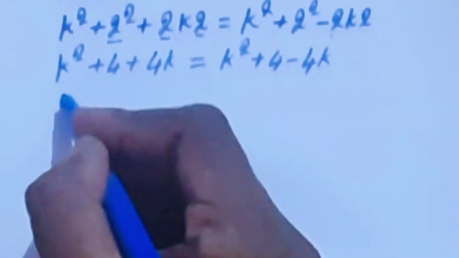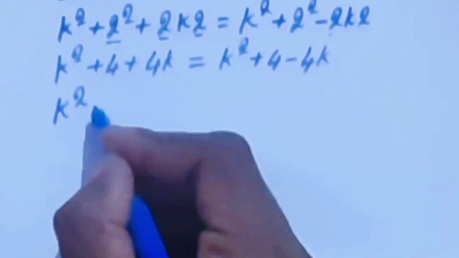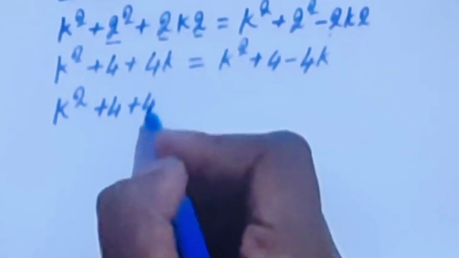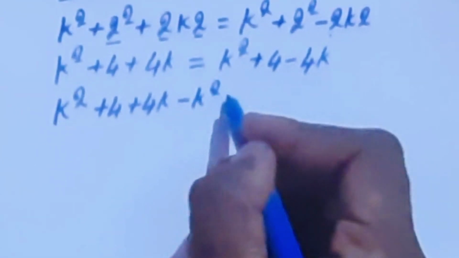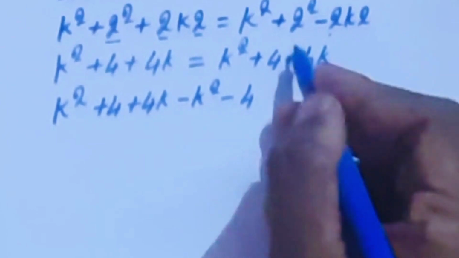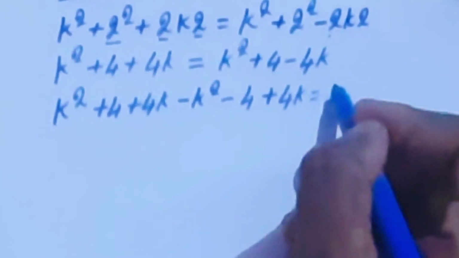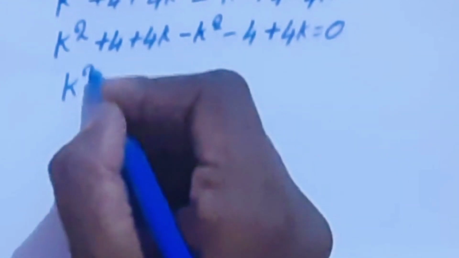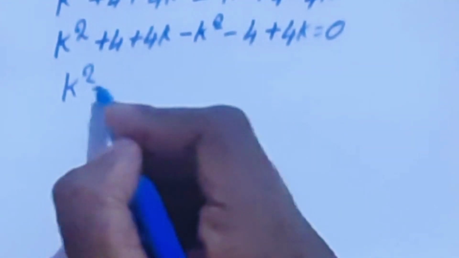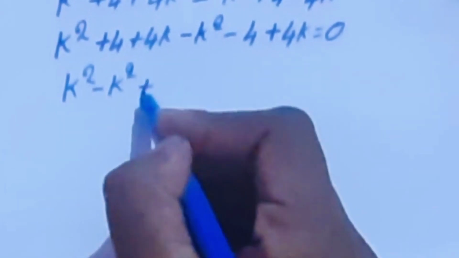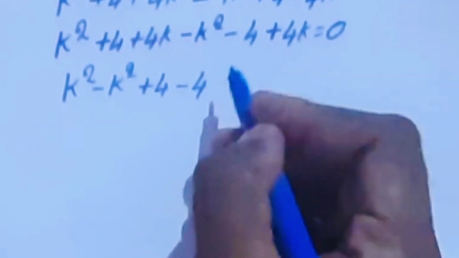Now k square plus 4 plus 4k. Now moving this to the left hand side, so k square minus k square, 4 minus 4, and this minus 4k will be on the left hand side as plus 4k, equal to 0. Now rearranging, k square, moving this here, minus k square, and for this plus 4, this is negative 4.